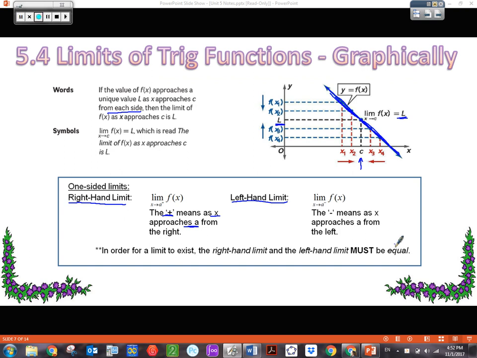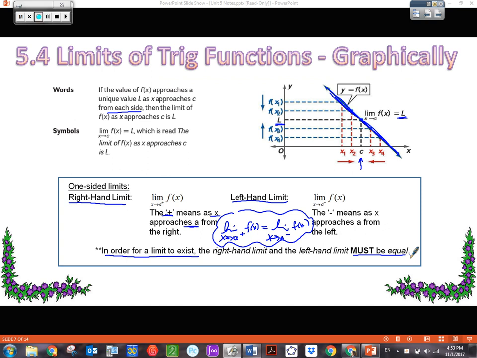And there's something really important for us, as it goes with limits, and that is, in order for a limit to exist, a full limit, the right-hand limit and the left-hand limit must be equal. So for example, we would write the limit as x approaches a from the right of f of x would need to be equal to the limit as x approaches a from the left of f of x. This is pretty significant. Those have to equal each other for the limit to exist.